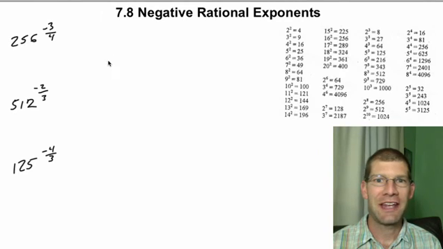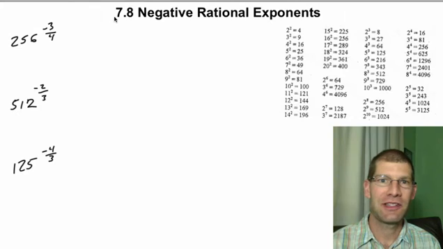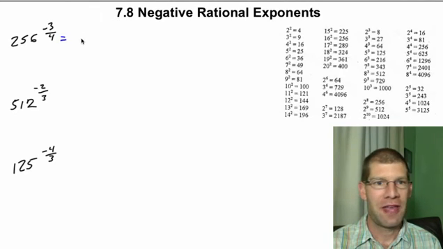Hi, 7-8, negative rational exponents. It's the exact same thing as 7-7 that we just did, except for one additional step. So we want to do that, and then I really just have three examples and then one additional comment. But here, this first one, I have 256 to the negative 3/4.